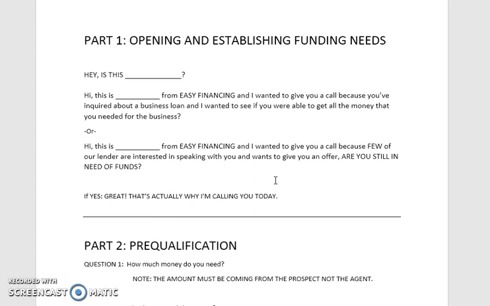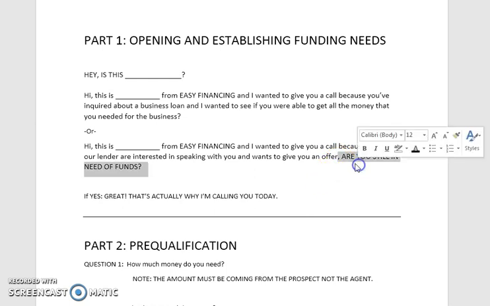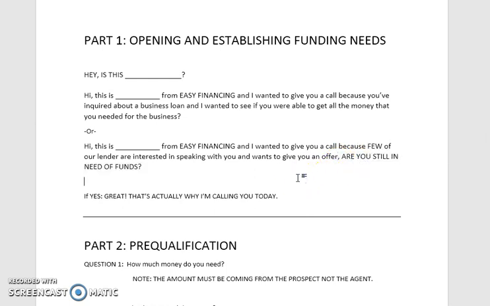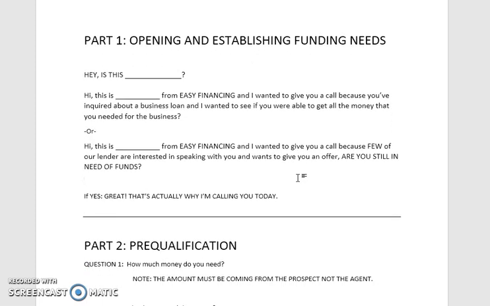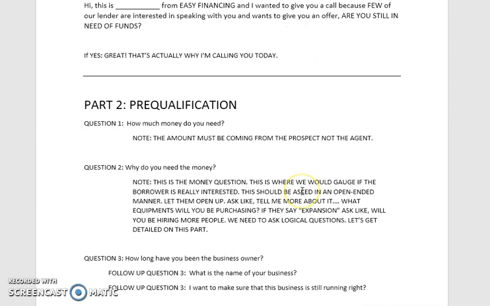That's the same thing a lot of agents are doing right now, establishing a callback, but there's a question right there: are you still in need of funds? This is the most bold and honest way that we could establish if they need funds. Now, if they are interested, we proceed to part number 2.